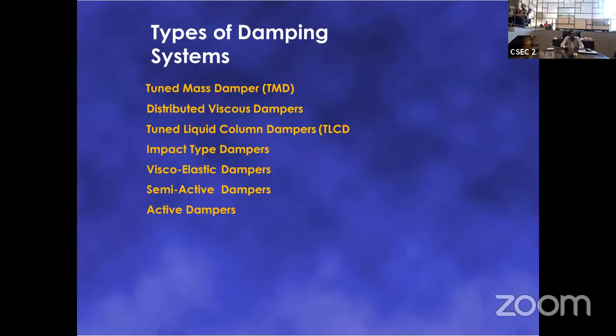Types of damping systems, I'll run through very quickly. There are different types of damping systems; the dynamics don't work in tall buildings, so we need to consider these dampers. Tuned mass dampers are the simplest form, where you have something like a pendulum.